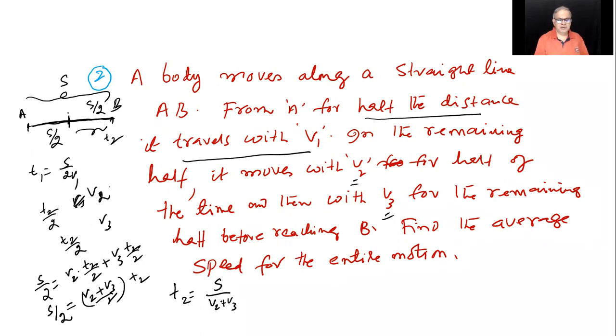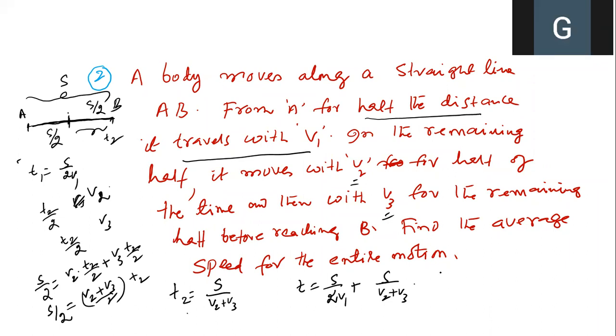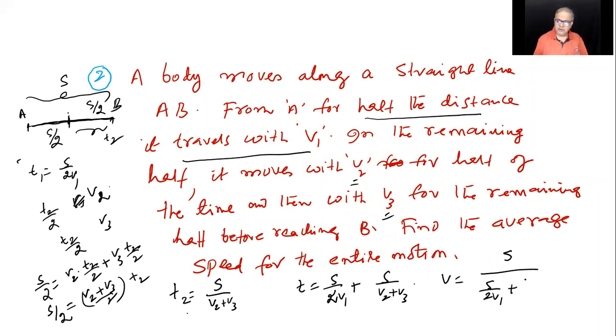Is it happening all right? Tell me, children. Yes, sir. Now the total time is this t1 plus this t2, right? So that is S by 2V1 plus S by V2 plus V3. So the average speed will be total distance S divided by total time, S by 2V1 plus S by V2 plus V3. So simplify it.